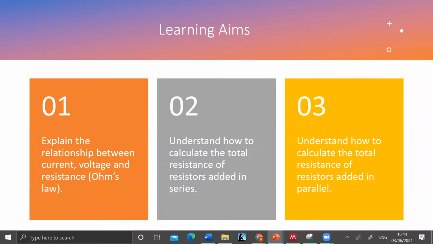So, learning aims. Explain the relationship between current, voltage and resistance, also known as Ohm's Law. Understand how to calculate the total resistance of resistors added in series, and understand how to calculate the total resistance of resistors added in parallel.